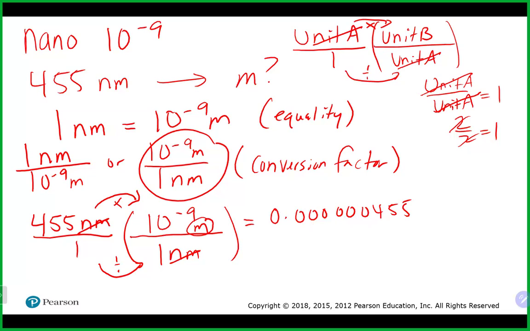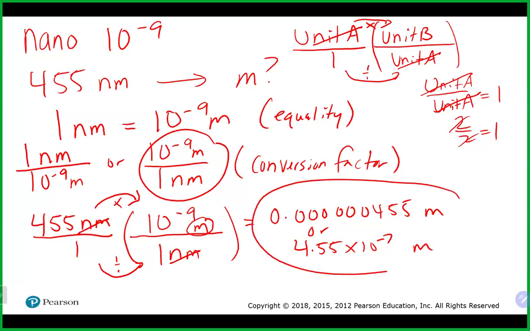So you end up with 0.000000455 or 4.55 times 10 to the minus 7. The units here are meters in each of these cases. And that would be the answer there. And that would be the conversion and the way you could show your work through dimensional analysis.